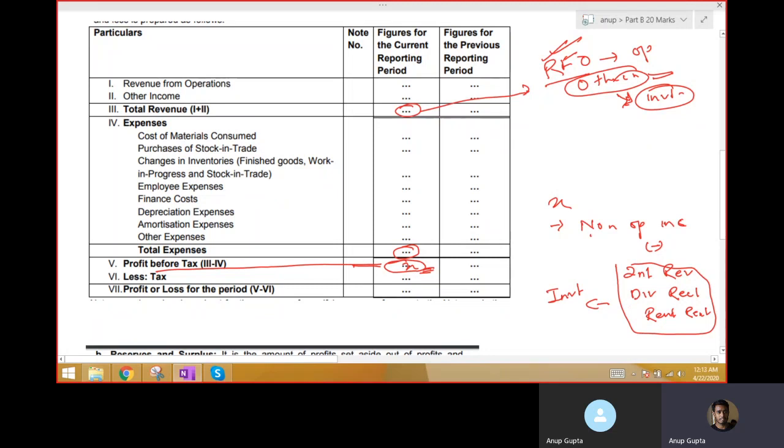Okay, this is non-operating. Let's talk about expenses now. Cost of material is operating, purchase of stock is operating, employee expenses is also operating. Finance cost: if you have taken a loan, only then you will pay interest. If you are not taking a loan, there will be no finance cost. That means this is not an operating expense. If you are running a business, you have to pay salary, whether or not your business makes a profit. So therefore this is operating.